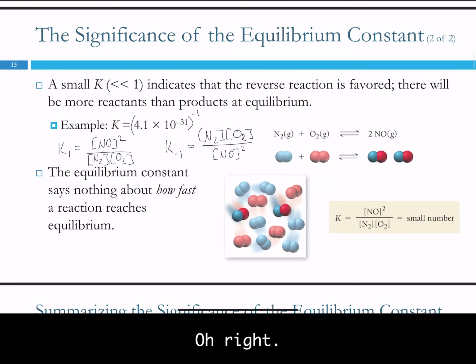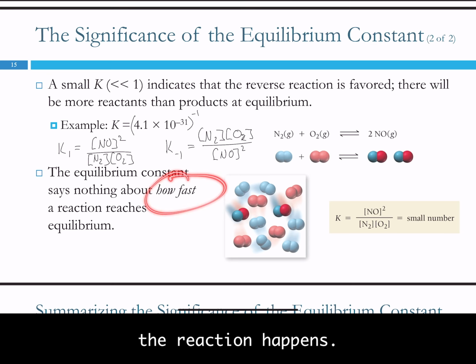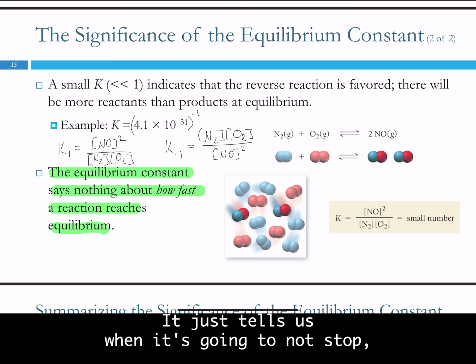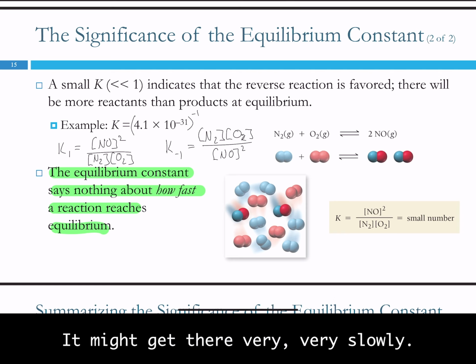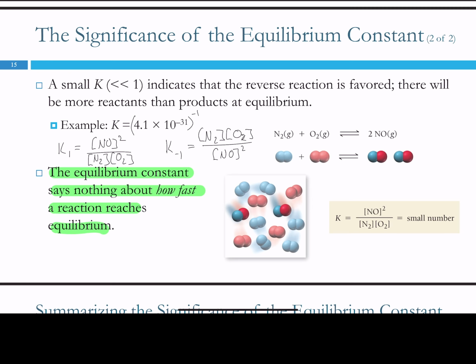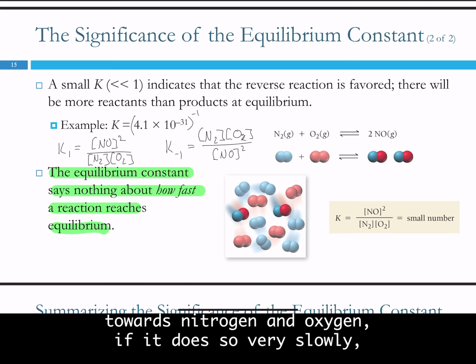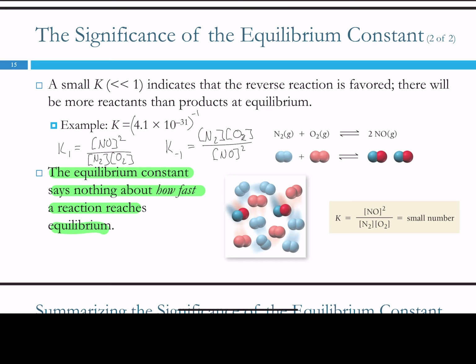But this says nothing about how fast the reaction happens. It just tells us what the ending concentrations are going to be. It might get there very, very slowly. And if it gets there very slowly, then even though this is very favorable towards nitrogen and oxygen, it's going to take a long, long time to get to that equilibrium, which is why we have the separate study of kinetics.